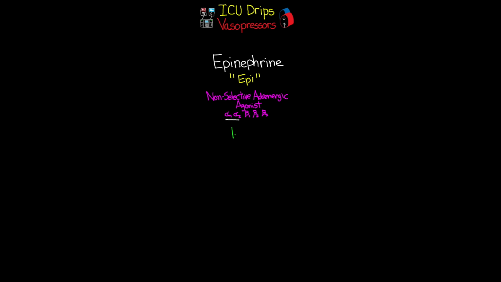Now the typical concentration we're going to find this mixed up in is going to be 1 milligram in 250 mLs. And the standard effective dose for epinephrine is going to be 1 to 10 micrograms per minute. Onset is pretty quick with this. We're looking at 1 to 2 minutes. And when it comes to titrating epi, we usually want to do this every 5 to 10 minutes.